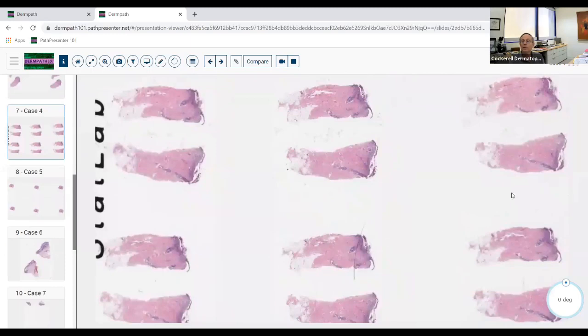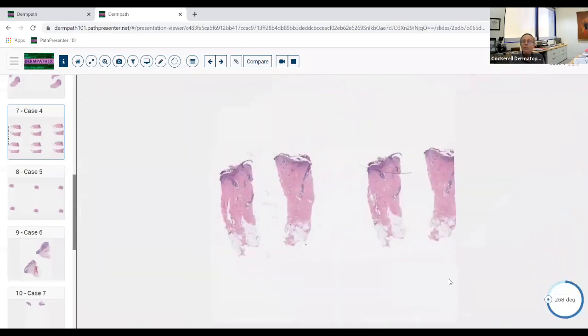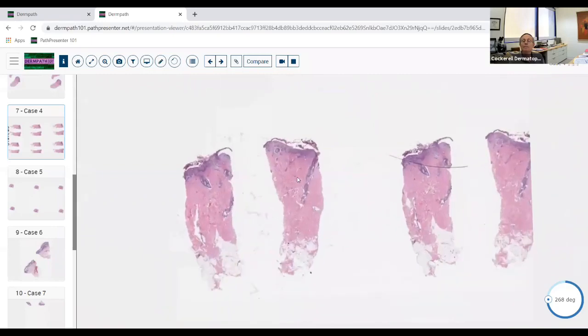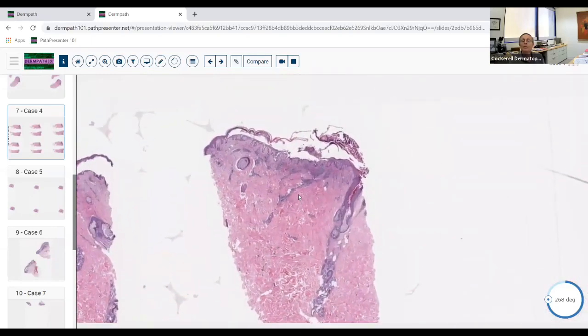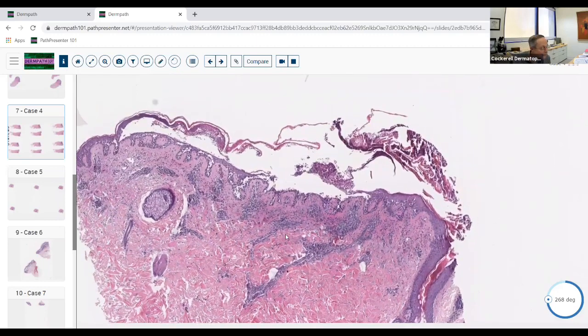Okay, let's shift gears. Now we're looking at a different condition where we've got a blister in the epidermis. And notice the pattern this time is a little bit different. Well, actually, there are two slides in this. Sorry about that. This is a different situation.